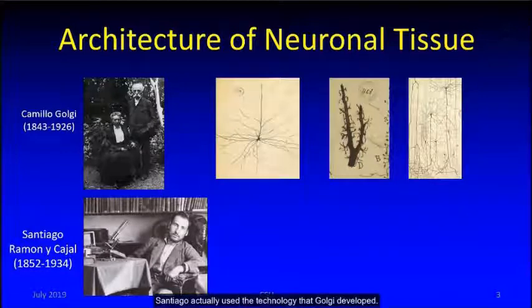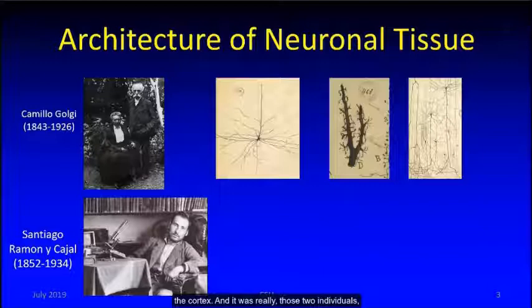So Santiago actually used the technology that Golgi developed, made it better. And those are some of the hand drawings that Santiago did looking through this microscope. And the level of detail that this man found and basically put down with a fountain pen is pretty amazing. This is a pyramidal neuron. This is a portion of a dendrite with dendritic boutons. Here, a section through the cortex.